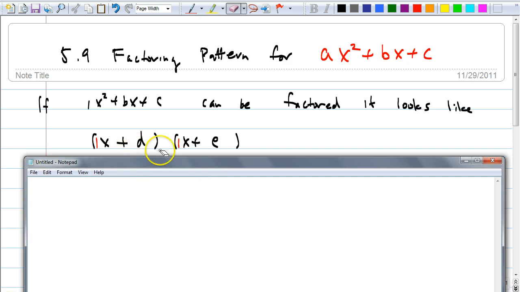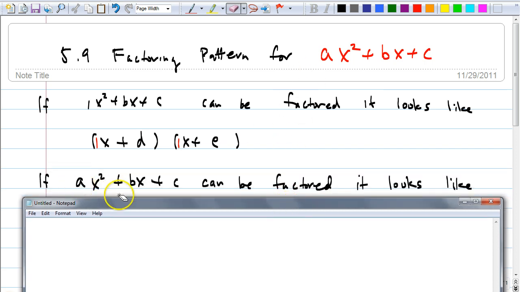So I just use letters D and E because we don't know what those numbers are. Why do I have to say if this can be factored? Yeah, because it could be prime. Not every trinomial is factorable. So that's why I'm saying if this is factorable, right? You guys remember that?